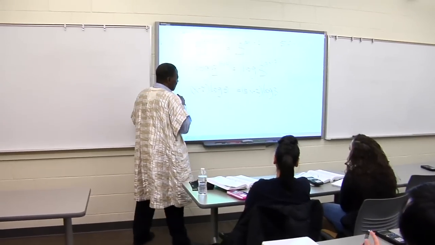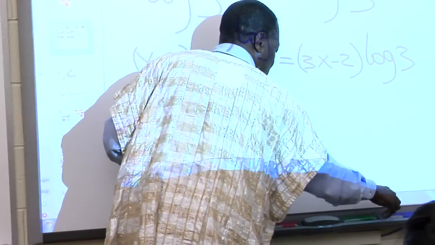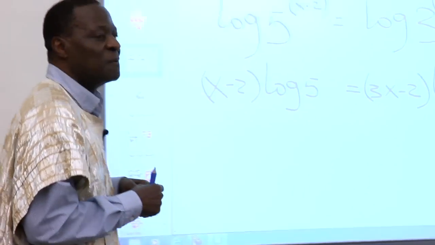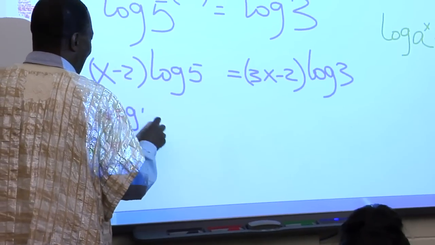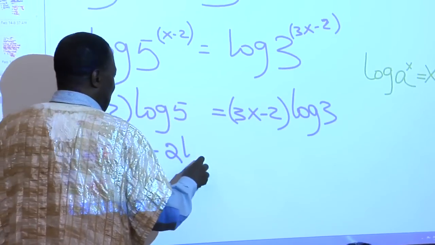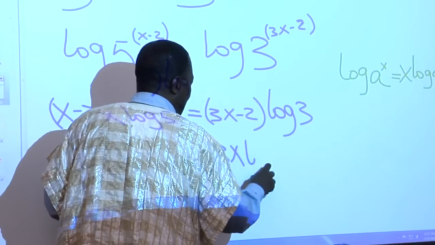Now, what do we do next? Anybody? What's our next move? Distribute. We can distribute and have x log 5. Why are we doing that? Does anybody have an idea why we would need to distribute?